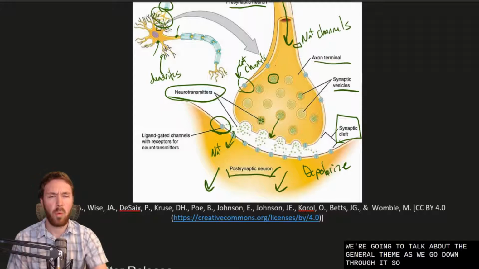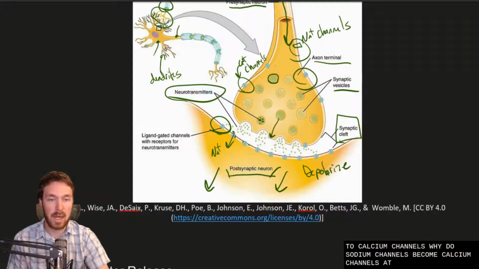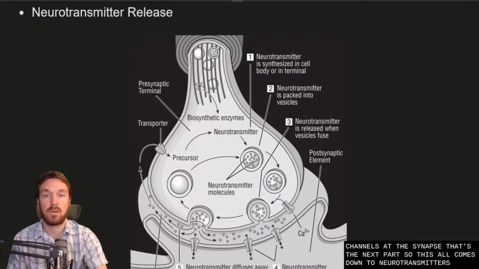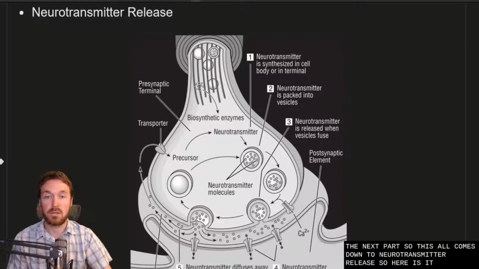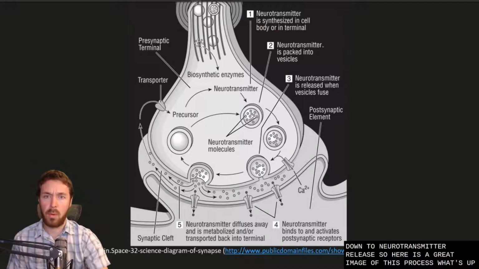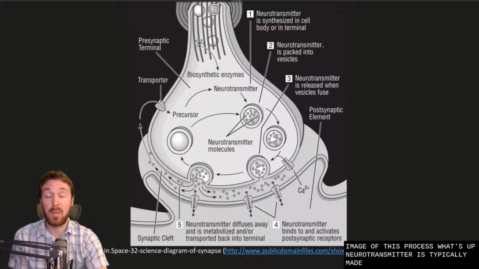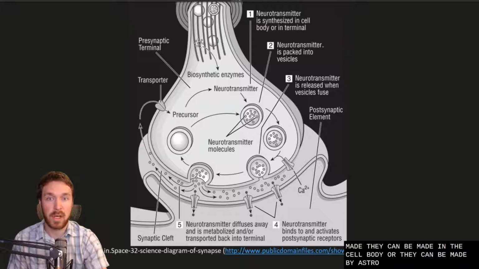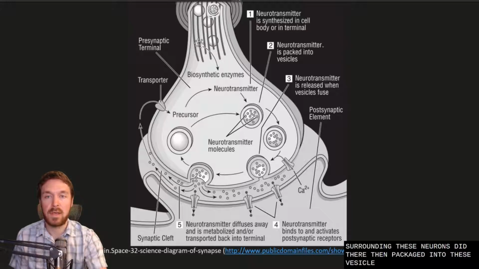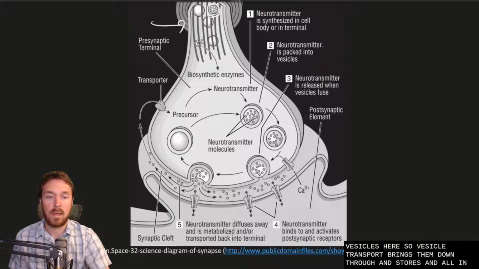So why do sodium channels become calcium channels at the synapse? That's the next part, and it all comes down to neurotransmitter release. Here is a great image of this process. Neurotransmitter is typically made in the cell body, or it can be made by astrocytes that surround these neurons. They're then packaged into these vesicles. Vesicle transport brings them down and stores them all in the presynaptic neuron.